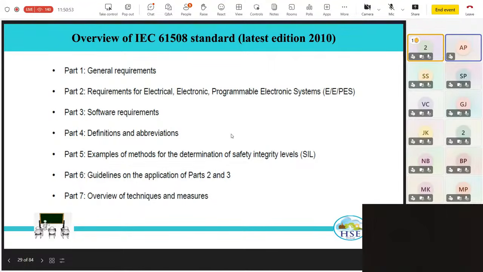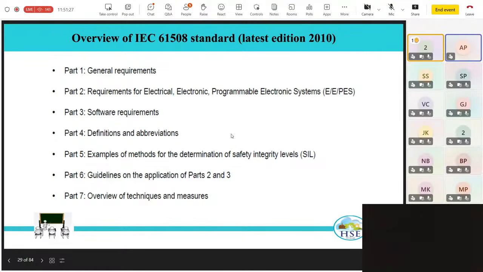Then part 5 is the examples and methods of determining safety integrity level. We are going to learn about the concept of safety integrity level, so this part 5 talks about that. Part 6 talks about guidelines on application of part 2 and part 3. See, part 2 and part 3 give you the definition of how hardware and software are to be handled. And part 6 gives the guidelines when you are actually working on functional safety in a real scenario, how to interpret the part 2 and part 3 recommendations and how to implement them.